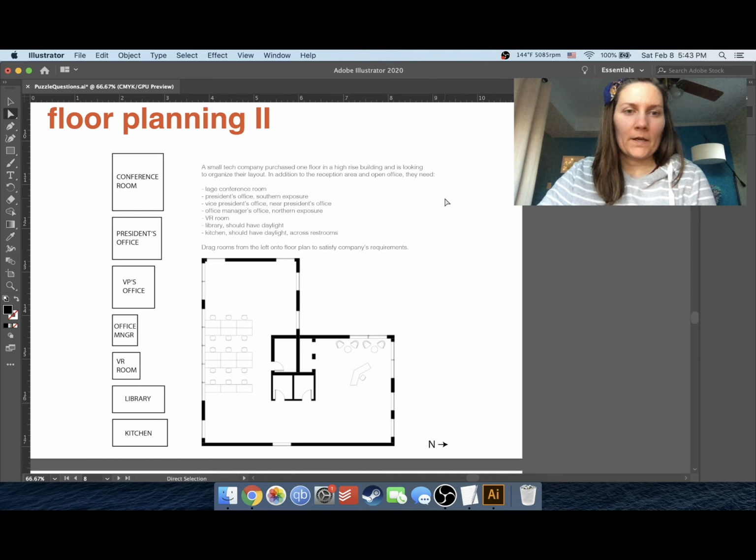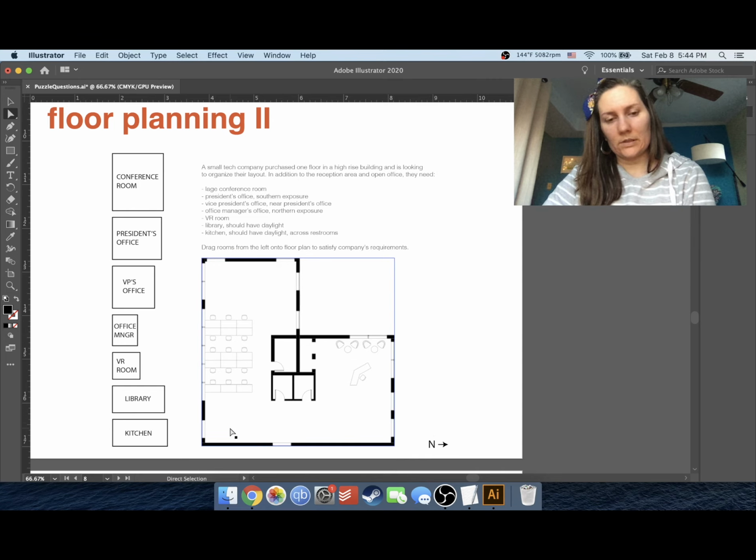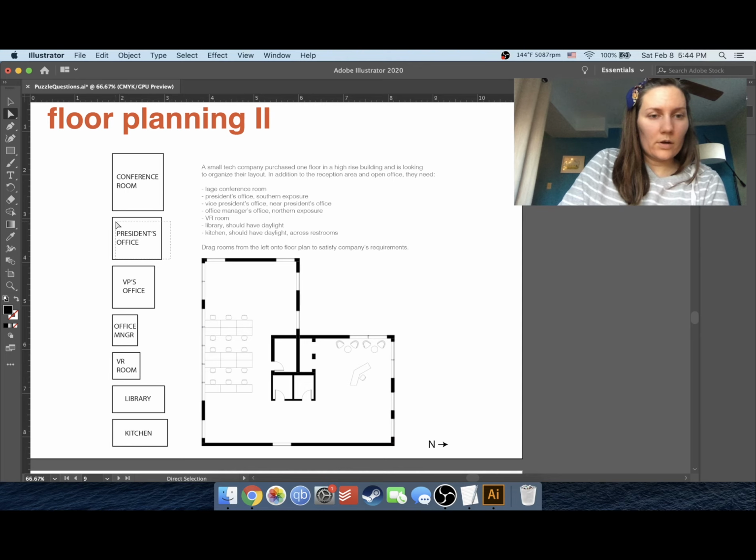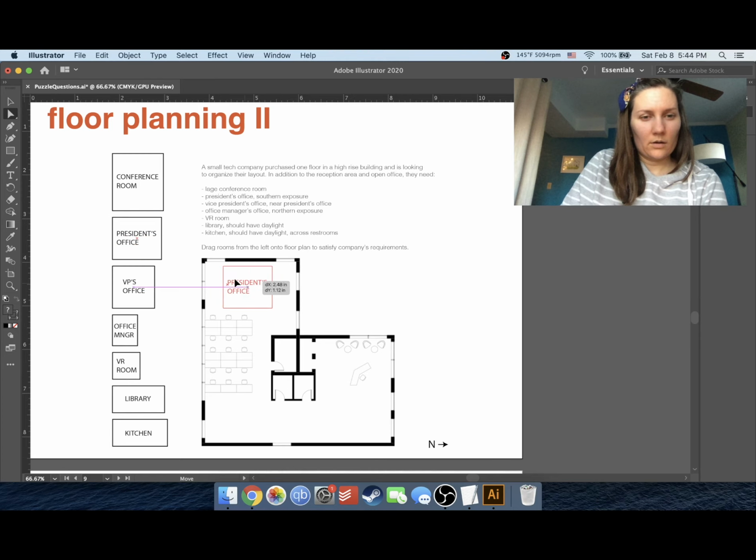So let's see what it says. A small tech company purchased one floor in a high-rise building and is looking to organize their layout. In addition to the reception area and open office, which we already saw, they need large conference room. Okay, it's not really telling us anything much about it. President's office, southern exposure. Okay, so let's pause right there because we are given a nice clue here, because it says southern exposure, which means that this president's office is going to be along this wall, and we already talked about that glassy corner, so let's drag that into the glassy corner right there.